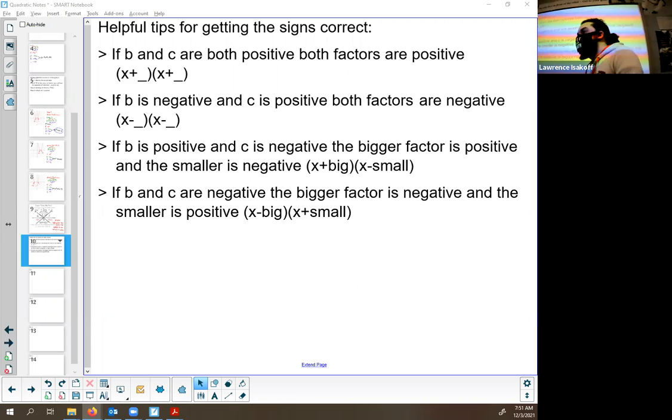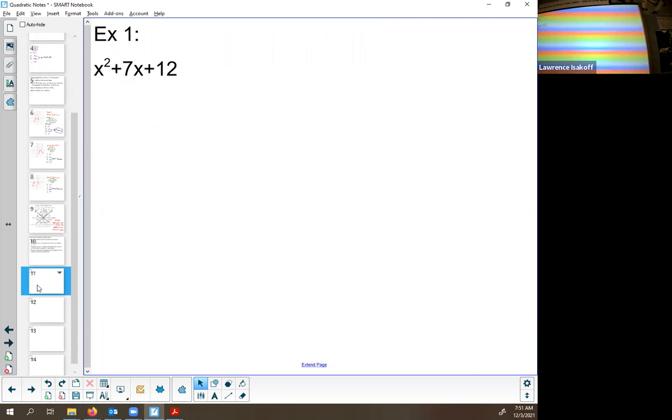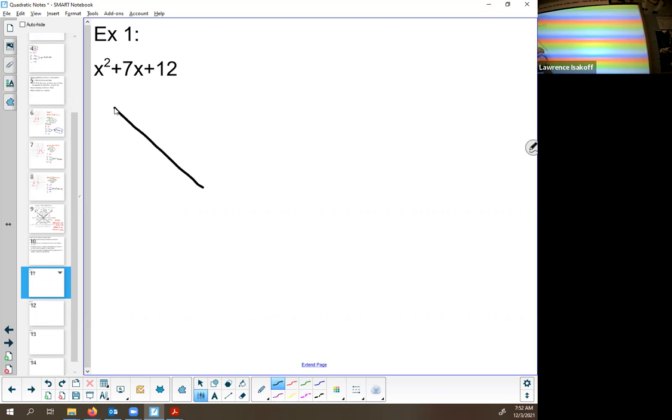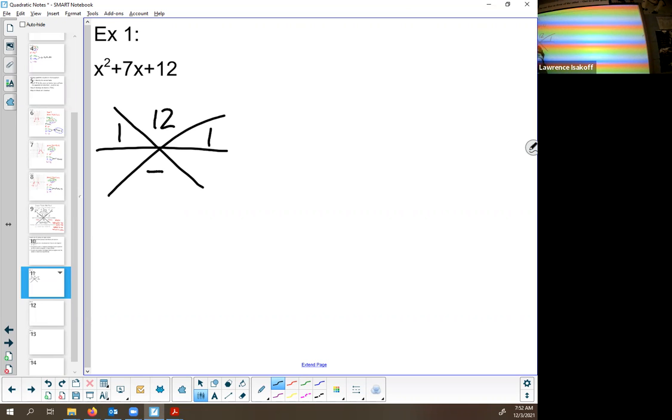Okay, looks like all the writing has stopped. Let's take a look at the first example. First thing I want to do is just set up my snowflake. Now, is there any number in front of x squared? No, there's no number in front of x squared, right? So again, life's a little easier here. So I'm going to start with the snowflake. Since there's no number in front, A is 1. 1 times 12 is 12 up here, and 7 on the bottom.